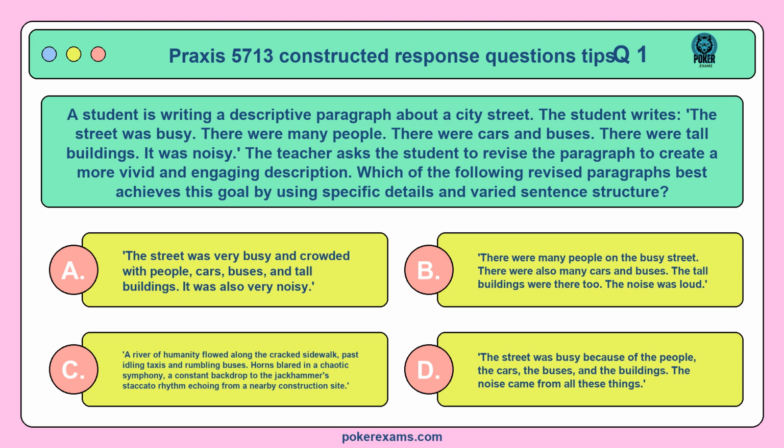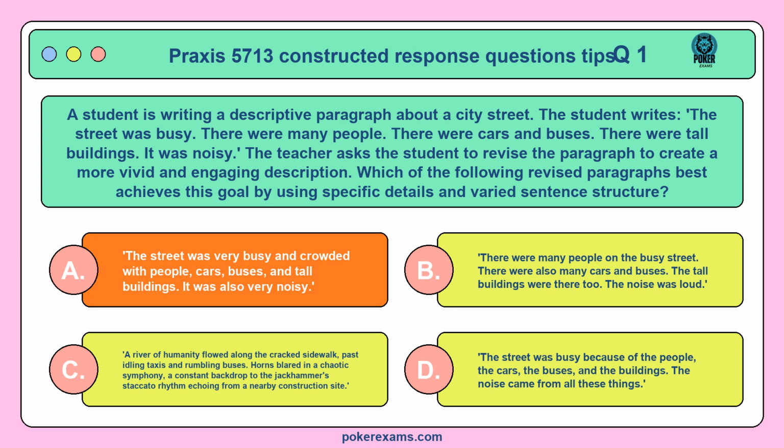Question 1. A student is writing a descriptive paragraph about a city street. The student writes, "The street was busy. There were many people. There were cars and buses. There were tall buildings. It was noisy." The teacher asks the student to revise the paragraph to create a more vivid and engaging description. Which of the following revised paragraphs best achieves this goal by using specific details and varied sentence structure?